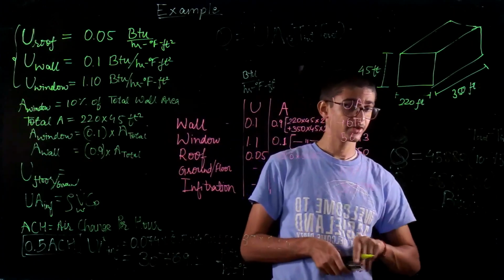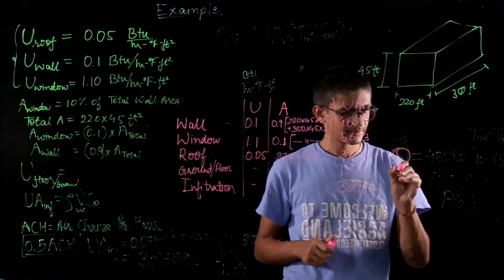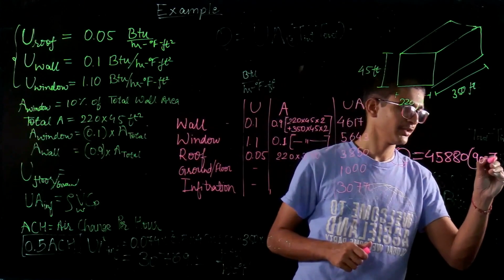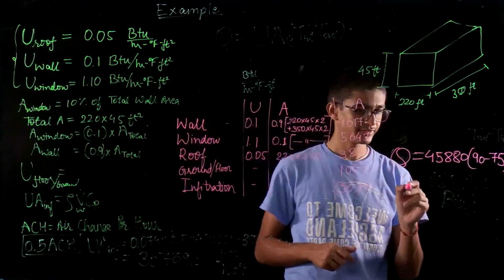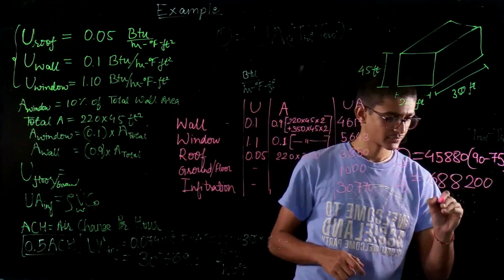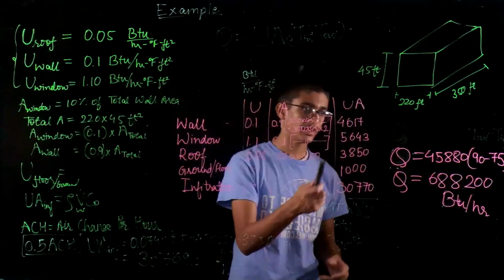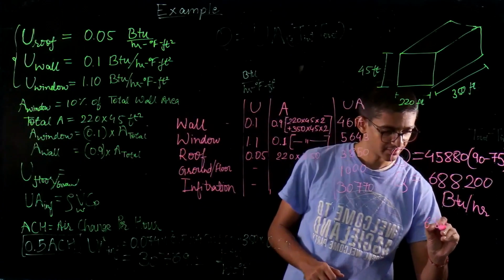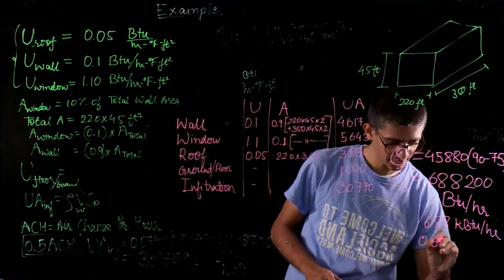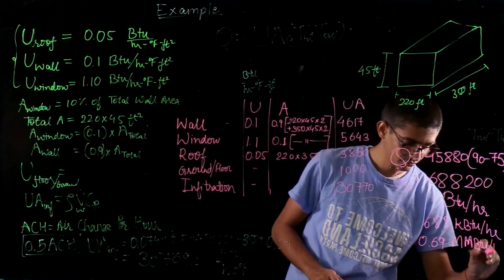And I am so sorry if it's not visible to you. Let me use another marker. 45,880 times 90 minus 75. 90 is the T outside, T in is 75, and this Q dot comes out to be 688,200. And the unit is very important. It is BTU per hour. So we can see that it is coming out to be 688 kBTU per hour, or 0.69 MMBTU, that is million BTU per hour.